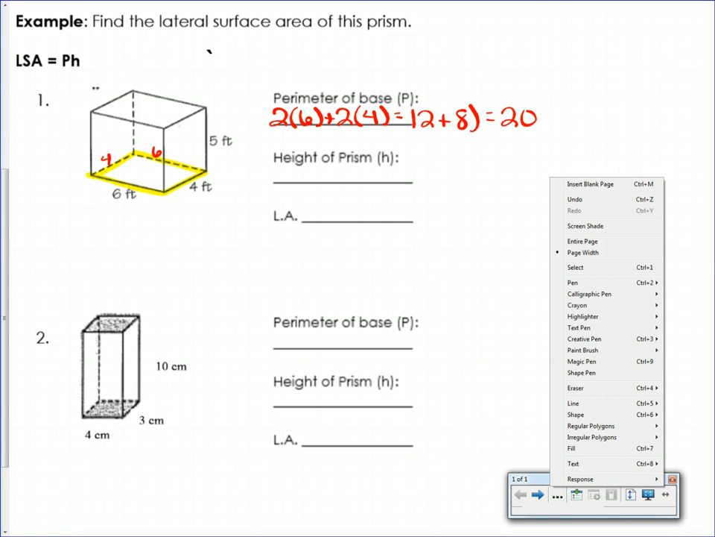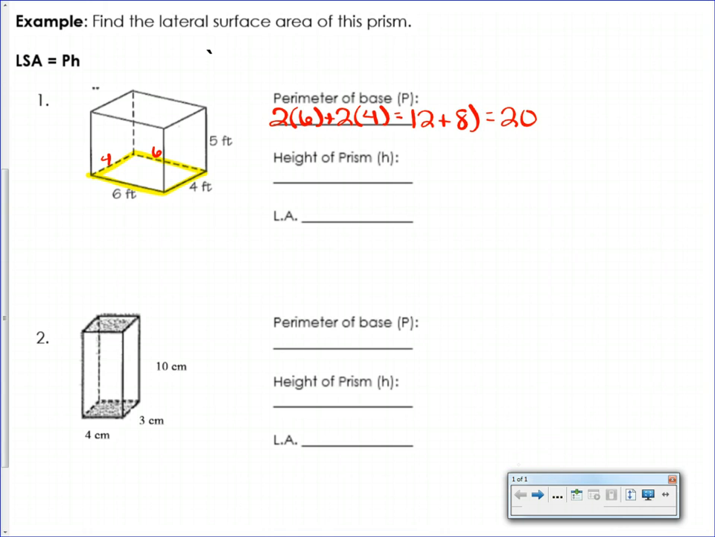The height of the prism is the distance between the top and the bottom. So the height is what connects the two bases. Here, the height of my prism is 5 feet.